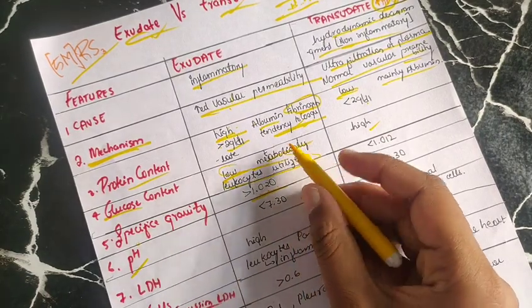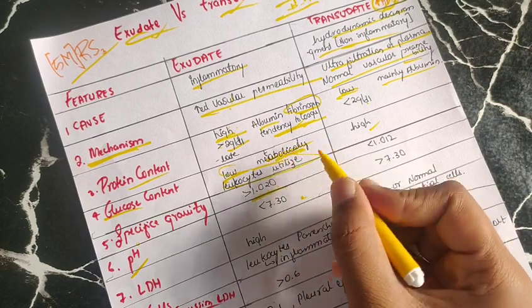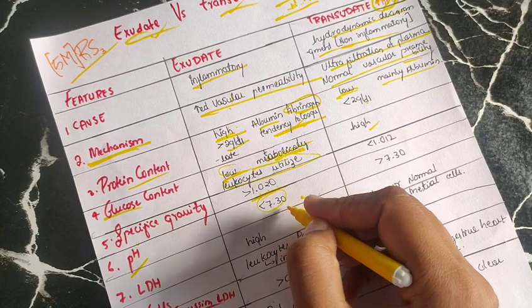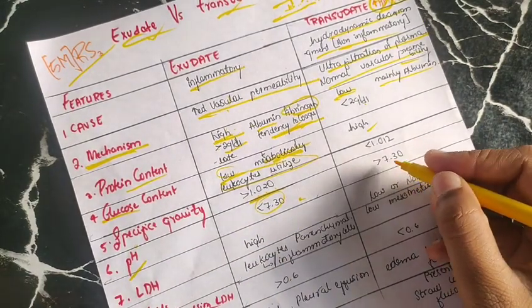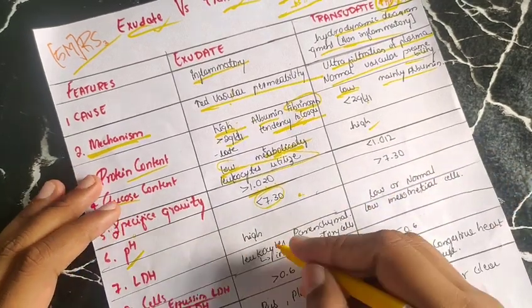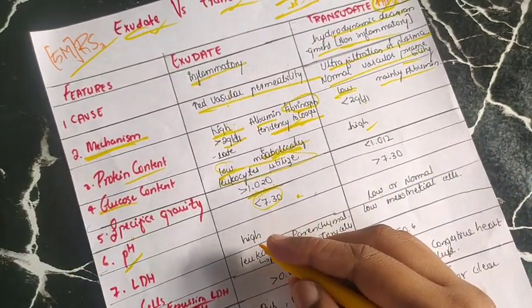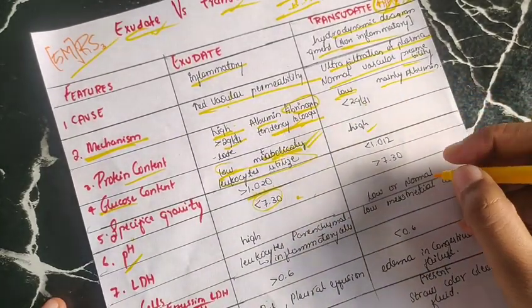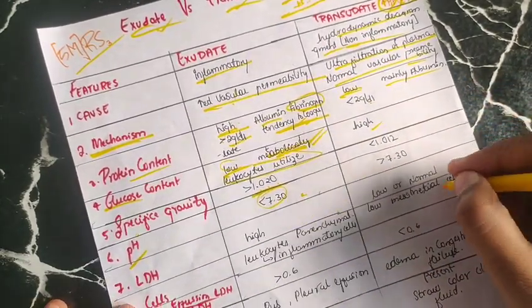There will be increased metabolism, so increased lactic acid, and then the pH will be less than 7.3 in exudate, whereas in transudate it is more than 7.3. The LDH is very high in exudate because there are metabolically active cells, whereas the LDH is low in transudate.